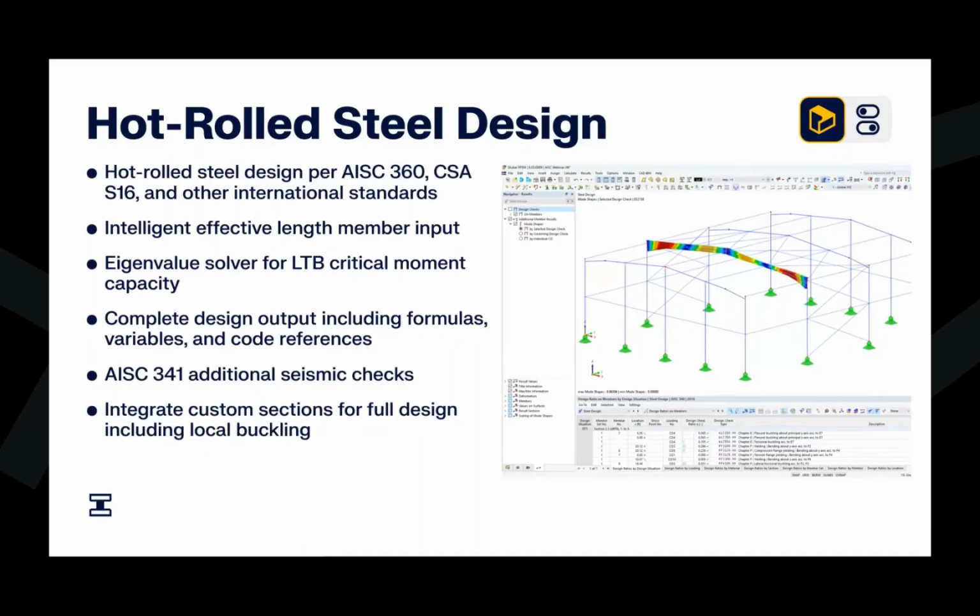Now, not only do we have access to the cross-sections in the main program and materials, but we can always create our own custom cross-sections, either with the parametric sections, or we can integrate with our standalone program RSECTION for full member design as well. Built-up sections is another topic that, again, we can carry out the full steel design for, including local buckling checks.